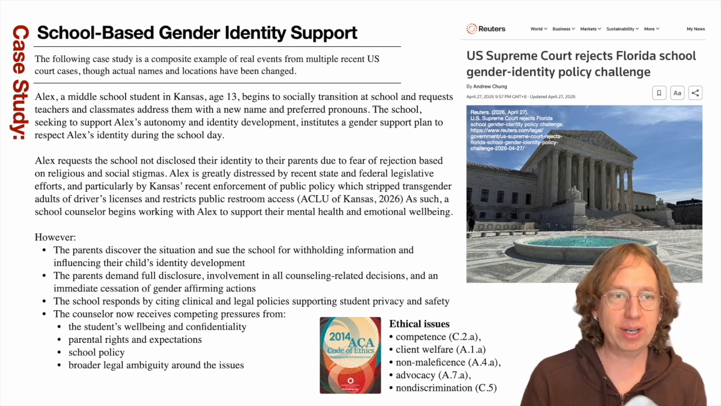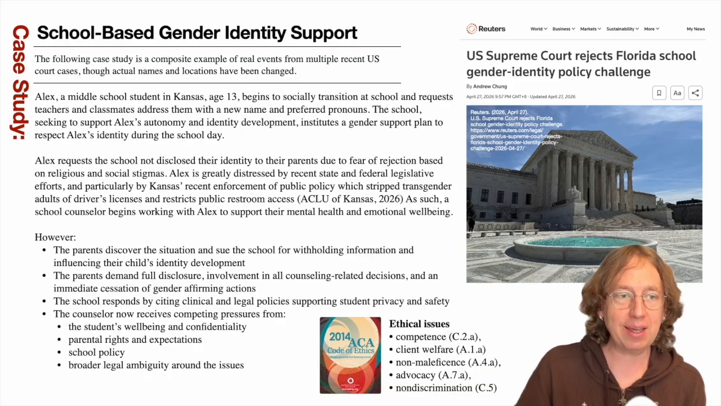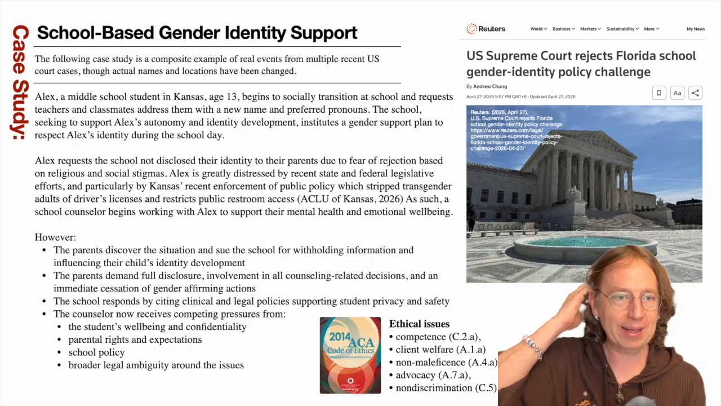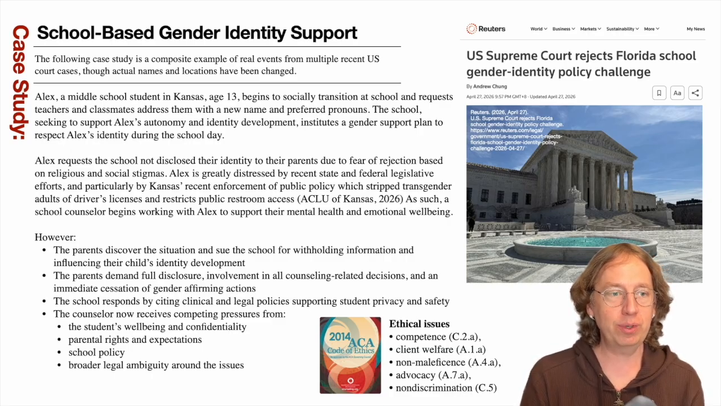Alex is greatly distressed by the recent state and federal legislative attempts, and particularly by Kansas' recent enforcement of public policy, which stripped transgender adults of their driver's licenses and restricts public bathroom access. As such, a school counselor begins to work with Alex to support their mental health and emotional well-being. The parents discover the situation and sue the school for withholding information influencing their child's identity development. The parents demand full disclosure, involvement in all counseling-related decisions, and immediate cessation of gender-affirming care by the school.